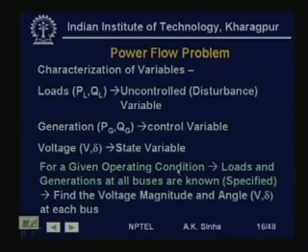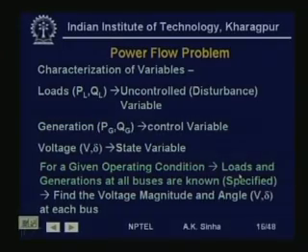So, for a given operating condition, that is, loads and generation at buses are specified or known, we want to find out what the flows are for that condition. When the generation is such and loads are such at various bus bars, find out what the flows are in various lines and what the voltages are at various bus bars. This is the power flow problem. So, for a given operating condition, where loads and generations at all buses are known or specified, find the voltage magnitude and angle at each bus, because once we know this, we can calculate all other quantities of our interest. So, this is what the power flow problem is.